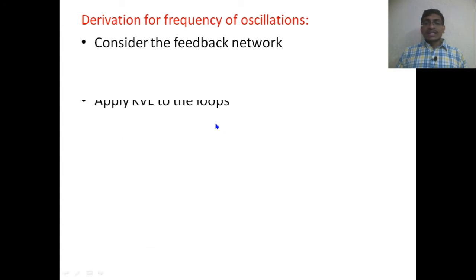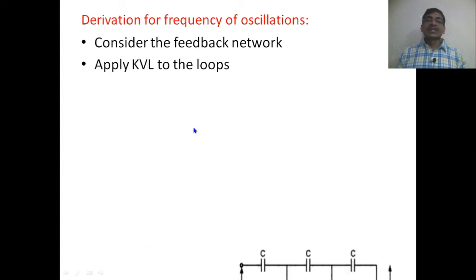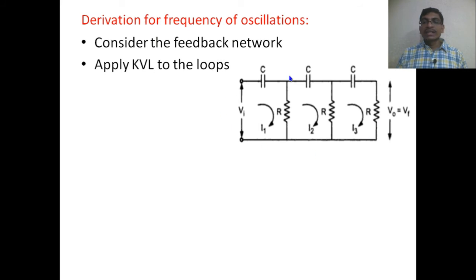Consider the feedback network and apply KVL to the loops. So here we have taken the feedback section only. In this feedback section, I have represented the three loop currents I1, I2, I3, and here Vi is the input voltage for the feedback network and V0 will be the output voltage for the feedback network, which is nothing but the feedback voltage Vf. Because the feedback output voltage will be the input for the amplifier section. That's why V0 is nothing but Vf.